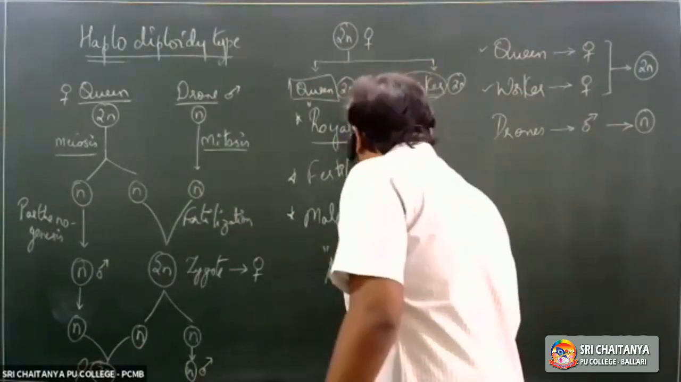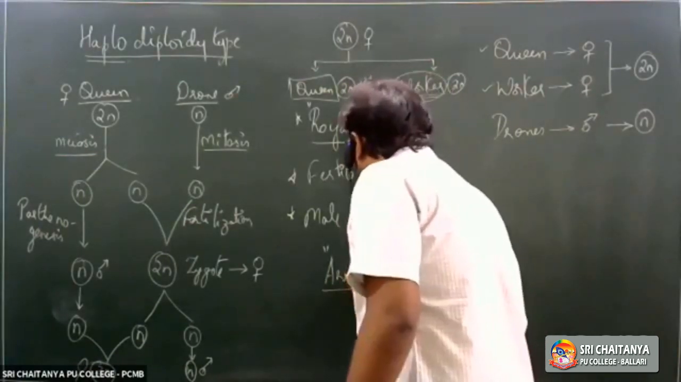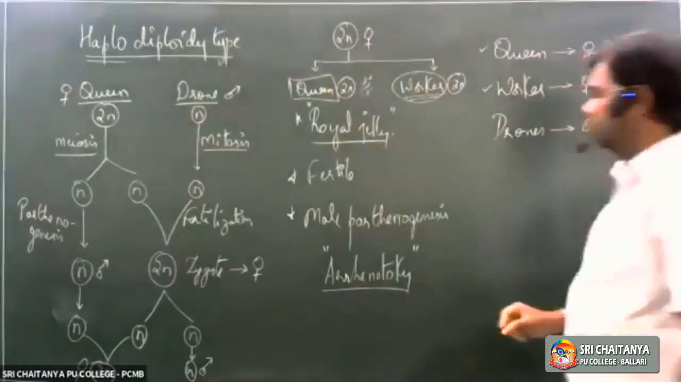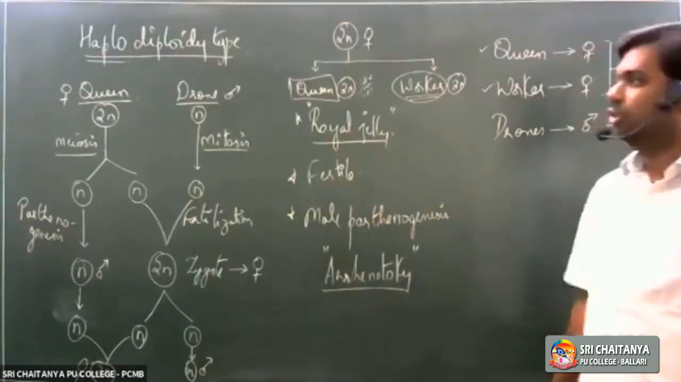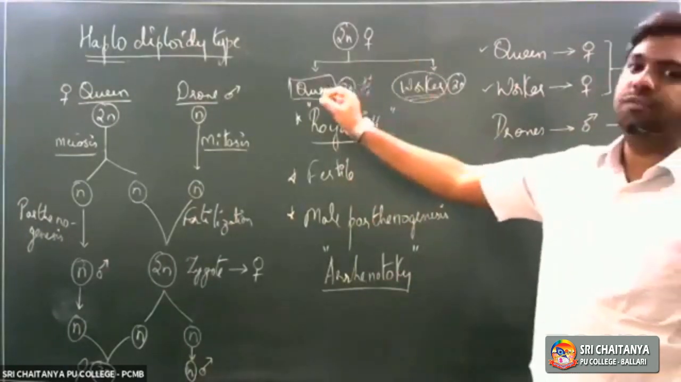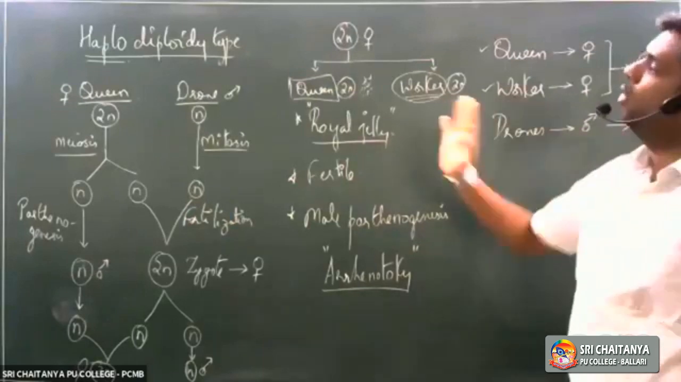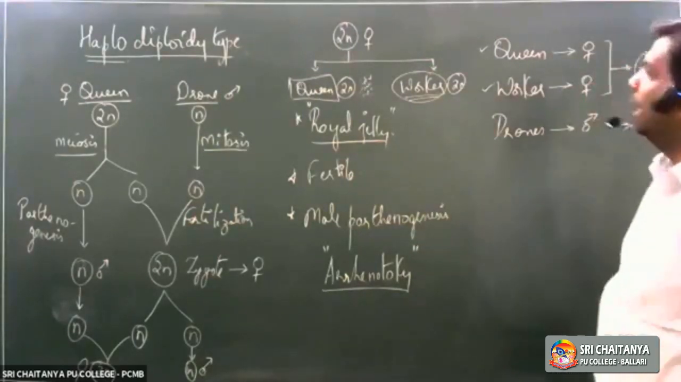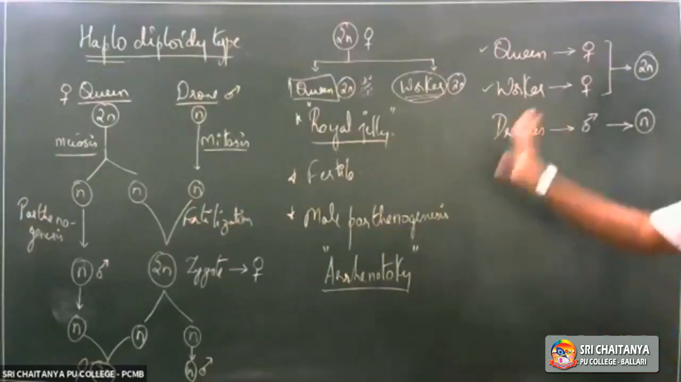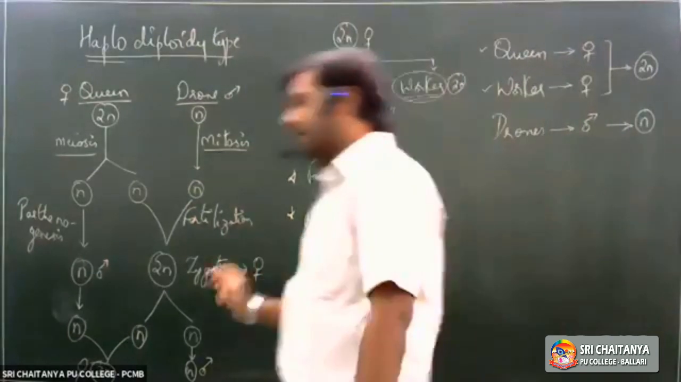An important term that you need to remember: this process of male parthenogenesis is called arrhenotoky, which is shown by members of organisms like honeybees. So this is how the sex is determined here, and we call it the haplodiploidy type of sex determination. This is the third type of sex determination we have.